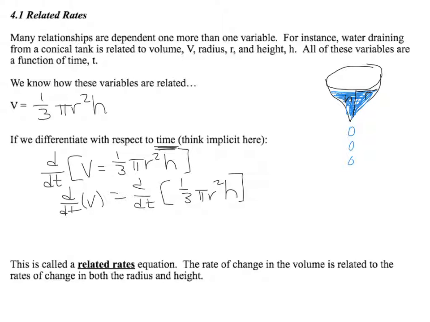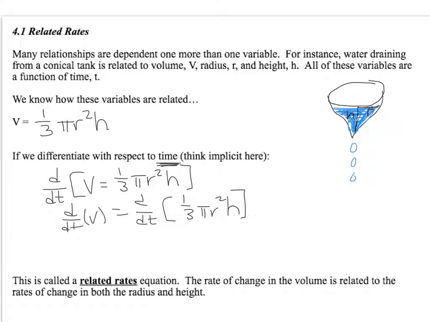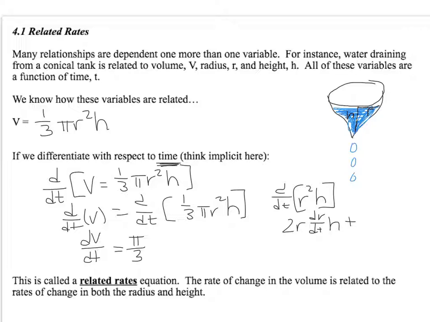So on the left-hand side, the derivative with respect to time of V is just dV/dt. And on the right-hand side, the 1/3 pi, remember, is just a constant. So I'm going to pull the pi over 3 out, and we are going to take d/dt of r squared h. And we know that that is a product rule, so we're first going to take the derivative of r squared, which is 2r dr/dt, times h, and then take the derivative of h, which would be dh/dt, times r squared.